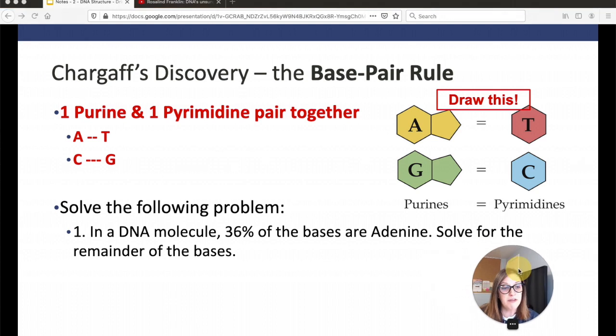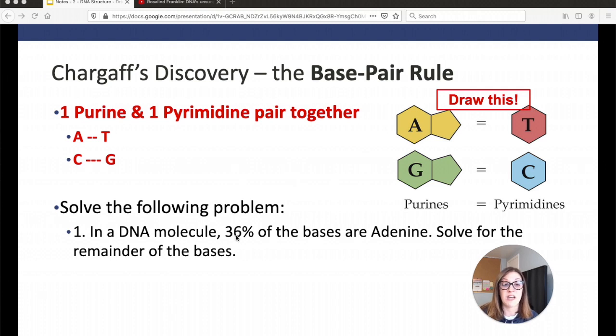So let's do a little bit of problem solving to see if you can answer this question. Imagine you extracted some DNA from an organism and you did a chemical analysis to determine how much of that DNA molecule was A, T, C, and G. Say 36% of that DNA molecule was made up of adenine bases. Solve for the remainder of the bases. Pause the video and see if you can do this on your own. Let's see how you did.